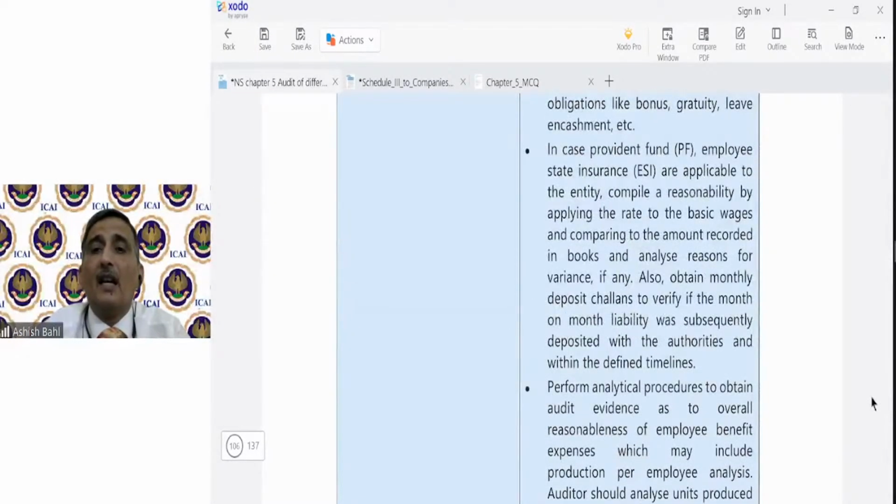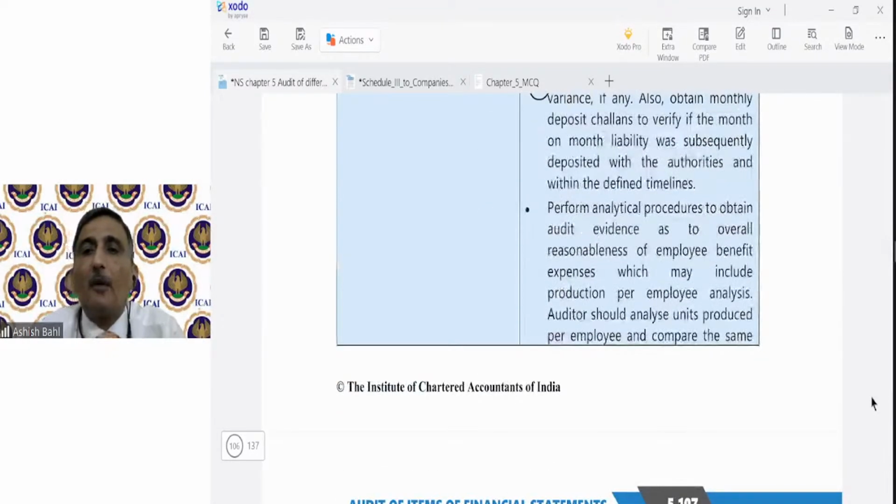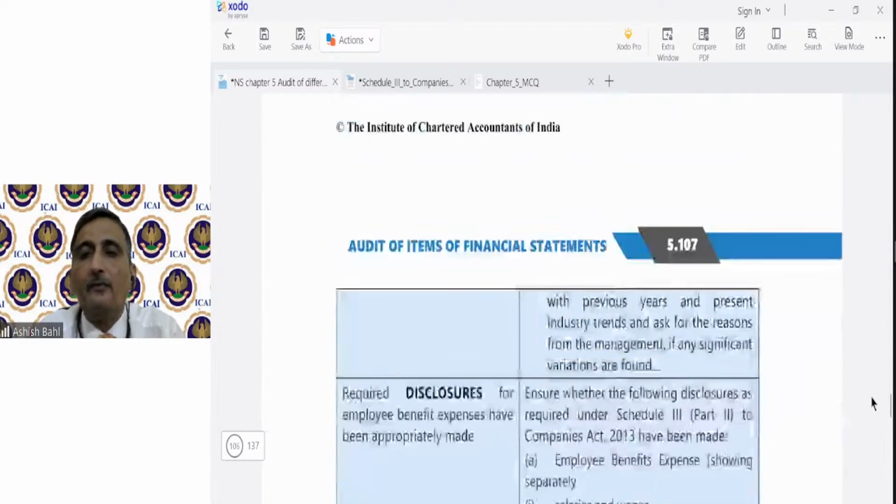So again, in case of PF, ESI applicable to the entity, compile a reasonability by applying the rate to the basic wages. So he can apply the rate at which PF is deducted to the wages and see whether it is proper or not. Perform analytical procedures to obtain audit evidence as to the overall reasonableness of employee benefit expenses. So reasonableness tests he can also perform.